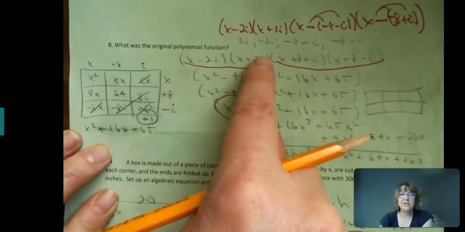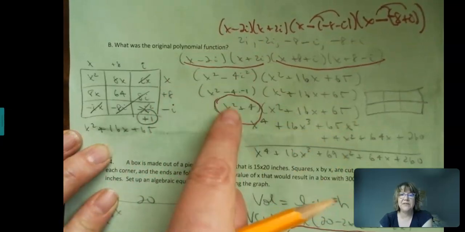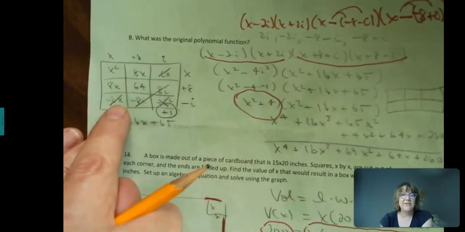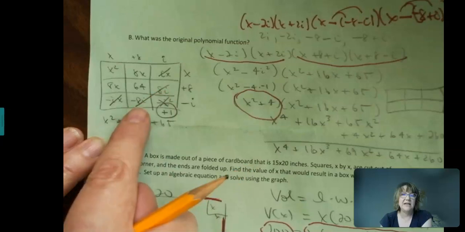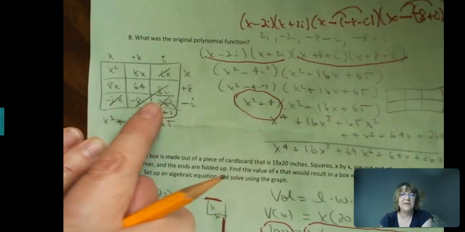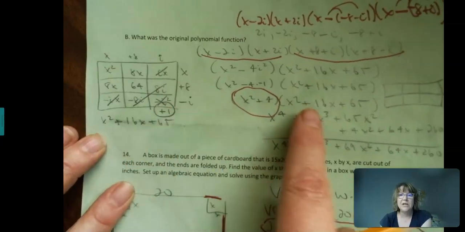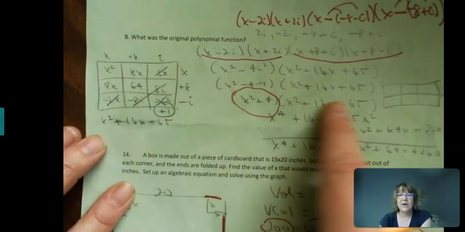Last is a negative 4i squared. Remember, i squared is a negative 1. That's how I got the plus 4. Here, when I do the box, I have ix and negative ix, they cancel. I have 8i and negative 8i, they cancel. And a negative i squared would be a negative negative 1, which turns it into a positive 1. So when I collect like terms, that's how I get this.